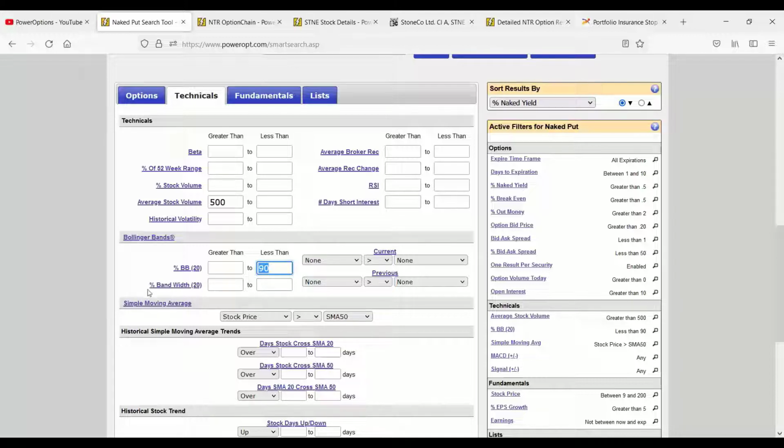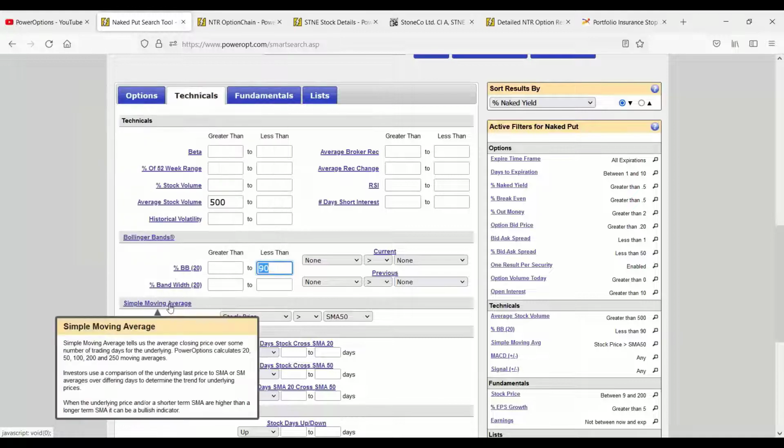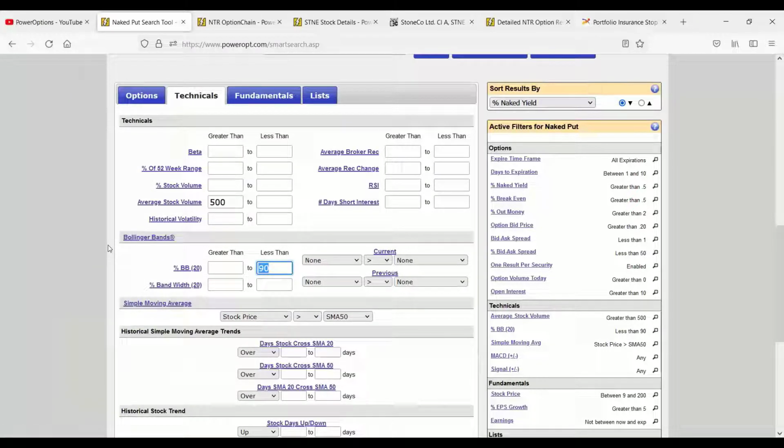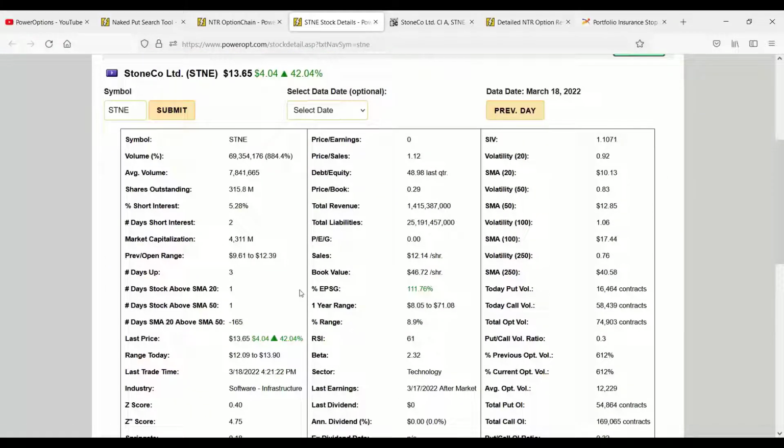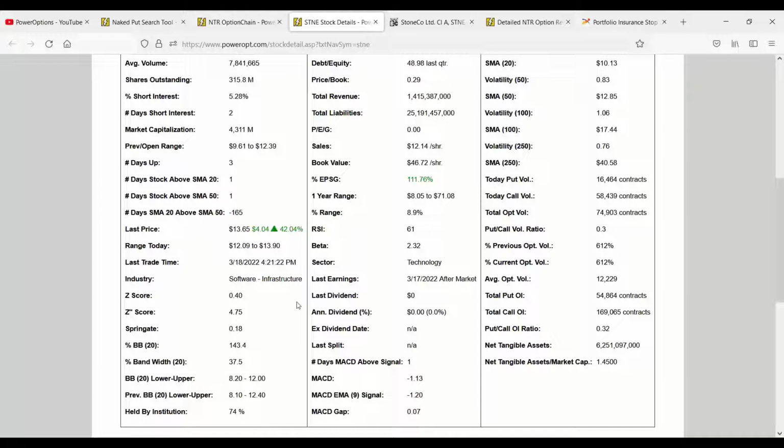In addition to that, there's the Bollinger Band width, the width of the actual bands. This one was a sudden movement, so I haven't seen it increase, but on Monday we'll probably see a wider Bollinger Band width, and we can restrict that as well. Let's take a look at STNE again. And percent Bollinger Band, there we go. The bandwidth, I see it hasn't caught up to it yet, so that's why I was worried about that.